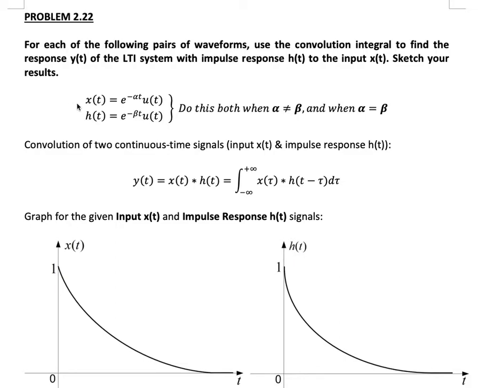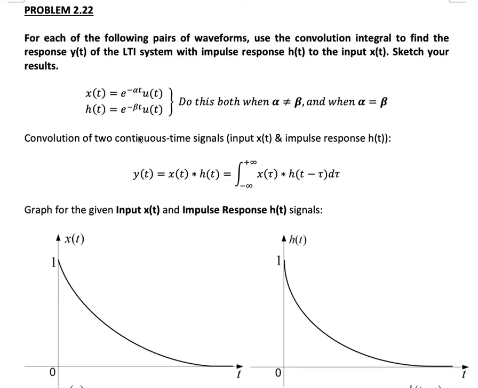So we got the input signal x of t equals e to the minus alpha t times the unit step. And then we got the impulse response signal h of t equals e to the minus beta times t times the unit step. Now we have to apply this convolution integral for both cases that are given here, when alpha and beta are not equal and when alpha and beta are equal.